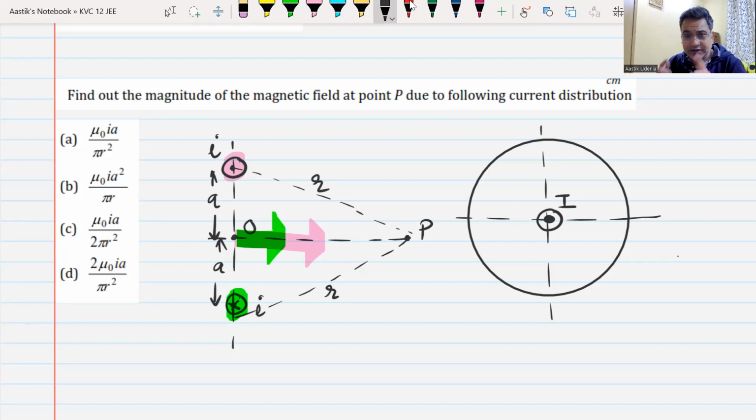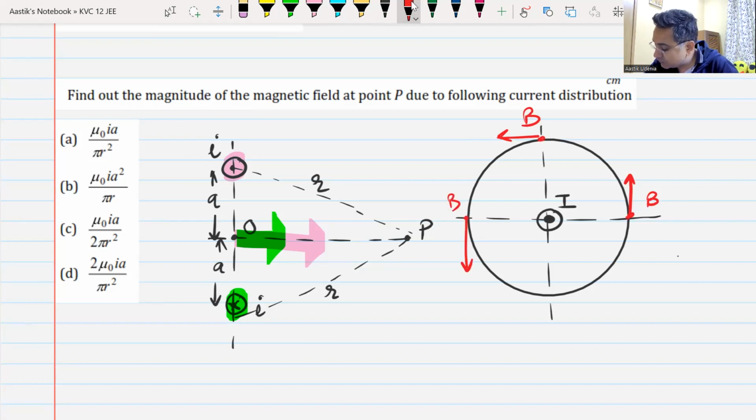If the wire carries current in the outward direction, the magnetic field at this point will be going like this. Yes or no? The magnetic field at this point will be going like this. Yes or no? Yes, sir.